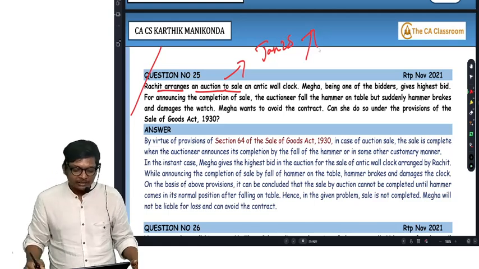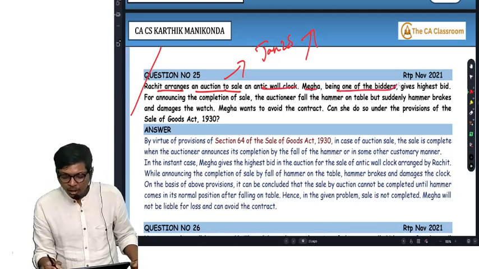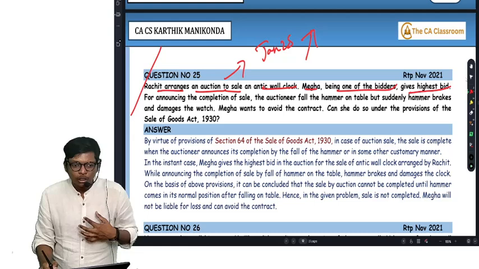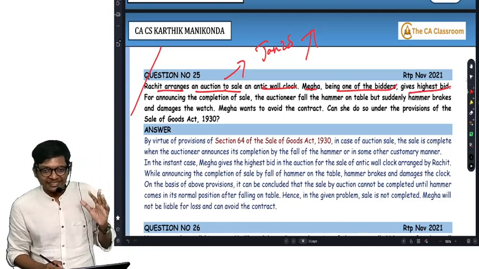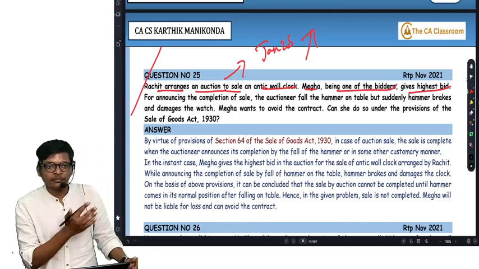Okay. Say an antique wall clock. Mega, being one of the bidders, gives the highest bid. You know what is an auction? IPL auction. The same auction. Here it is sale of goods, there it is sale of humans.